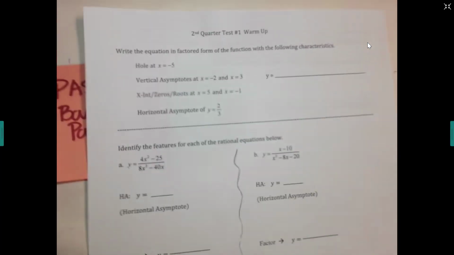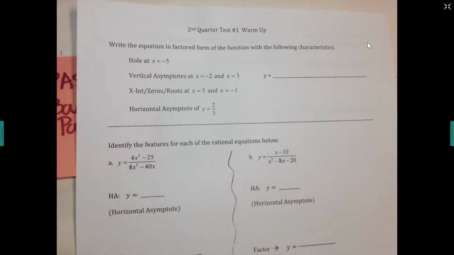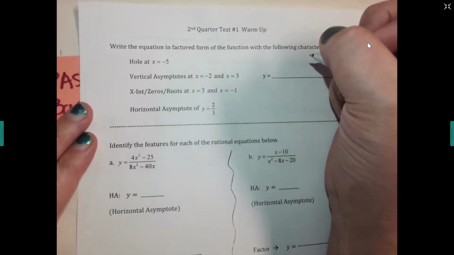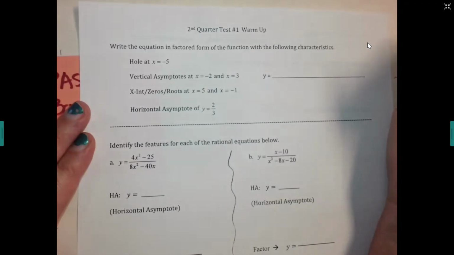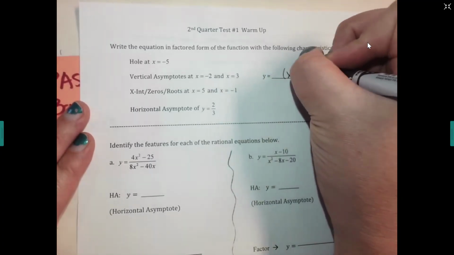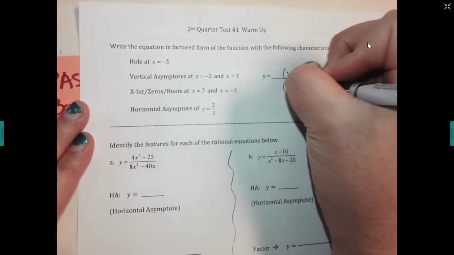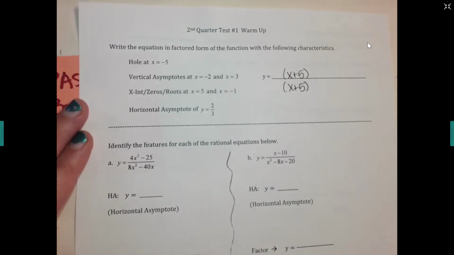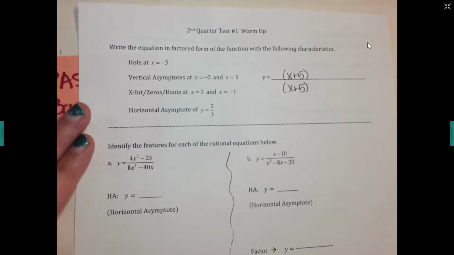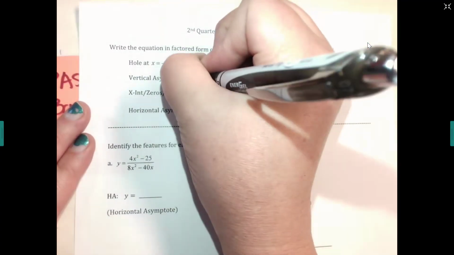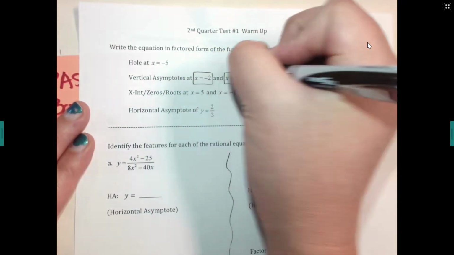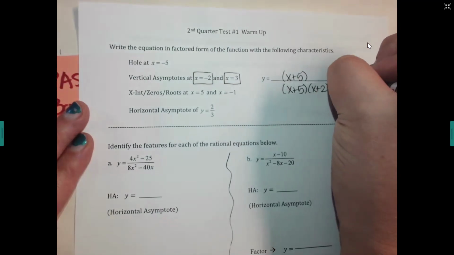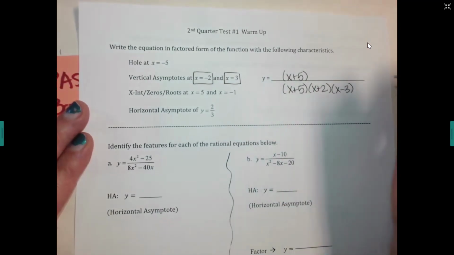Okay, at the top, we're writing an equation. If I want a hole at -5, what does the factor say? +5. Where does it go? Top, bottom, or both? Both, so +5, +5. Because remember, holes are supposed to cancel out. So if it's not in both parts, it's not a hole. Okay, vertical asymptotes go where? Bottom, and if I want a -2 and a 3, then I'll put a +2 and a -3.